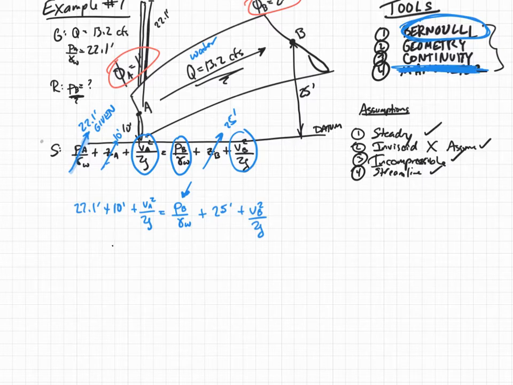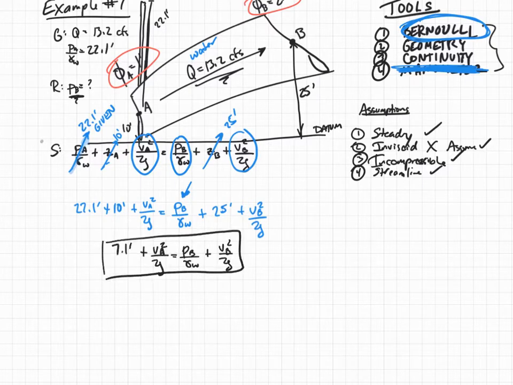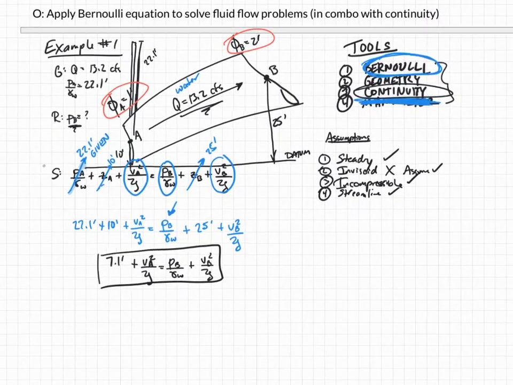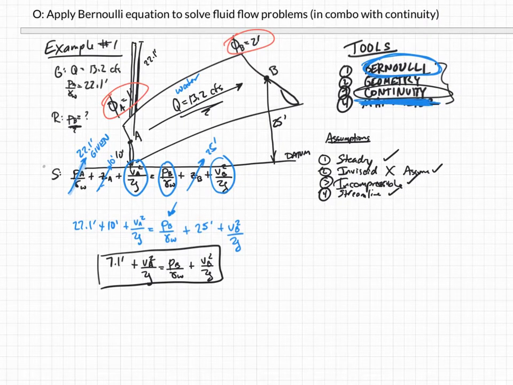If I want to rearrange this for simplification, I could make this 32.1 on the left minus that 25, and I ended up with 7.1 plus VA squared on 2G equals PB on gamma water plus VB squared on 2G. So that's where we're stuck at the moment. To get rid of the velocities, the way we almost always do is to use continuity.